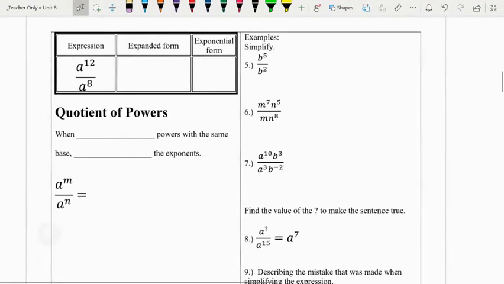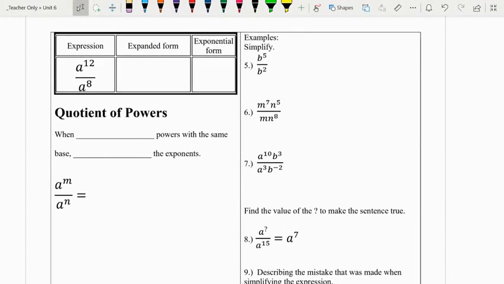So our next part of today is talking about quotient of powers. So same situation here. If we have a to the 12th, that means that we have 12 a's. If we have a to the 8th, we have 8. Now we can think about, okay, well, how many of these would cancel? So we cancel them this way. This is hard to do.